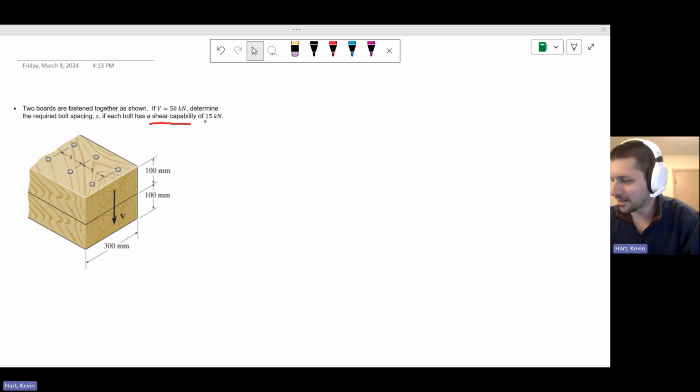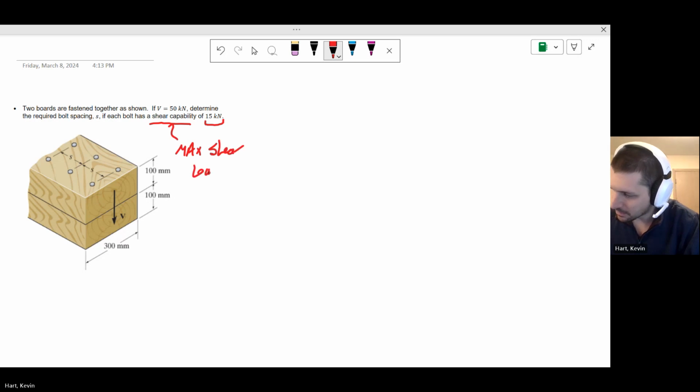Here we have 15 kilonewtons, and I think it's helpful to know that we're talking about a load here. So when it says shear capability, it means how much load it can take in shear before it fails. Okay. Don't love that verbiage. You would like to see something like maximum shear load. That would probably be better. So, okay, let's get into this.